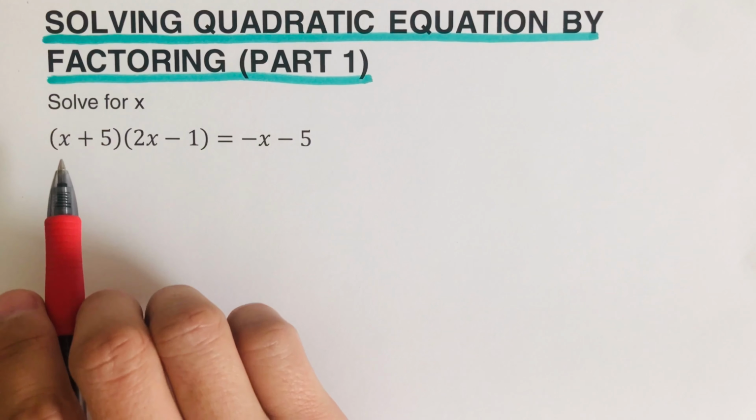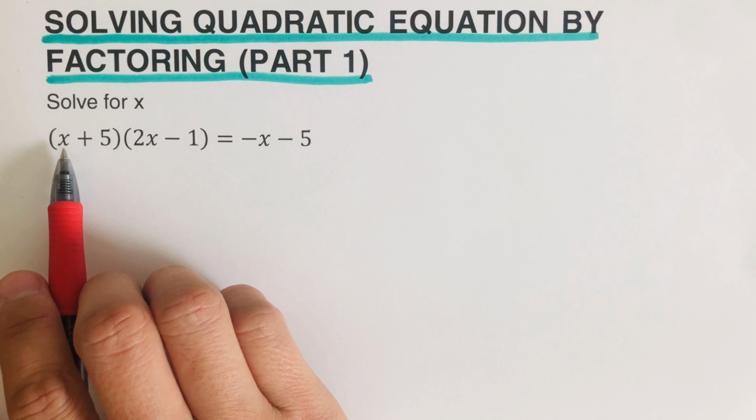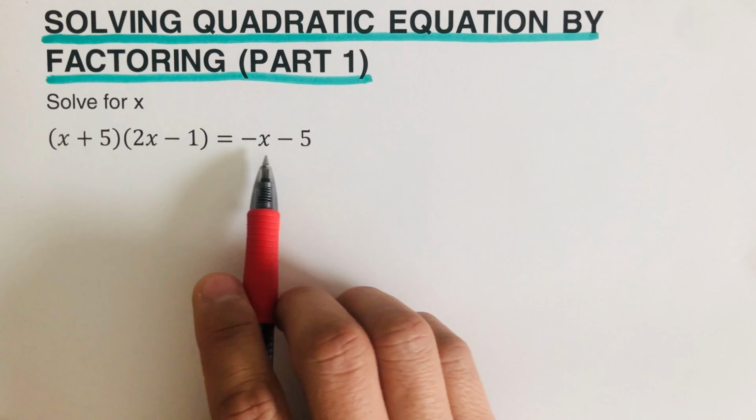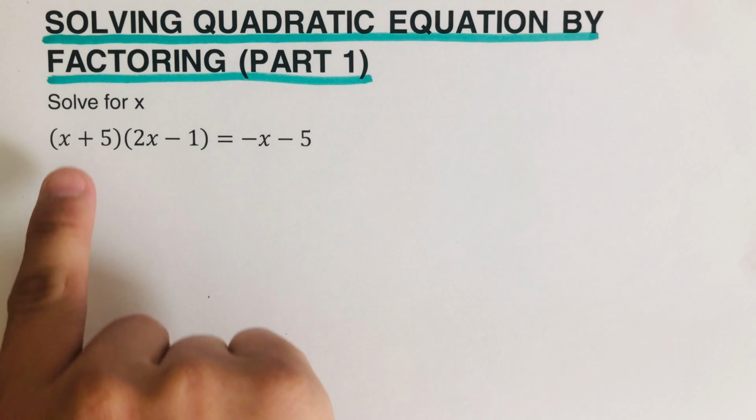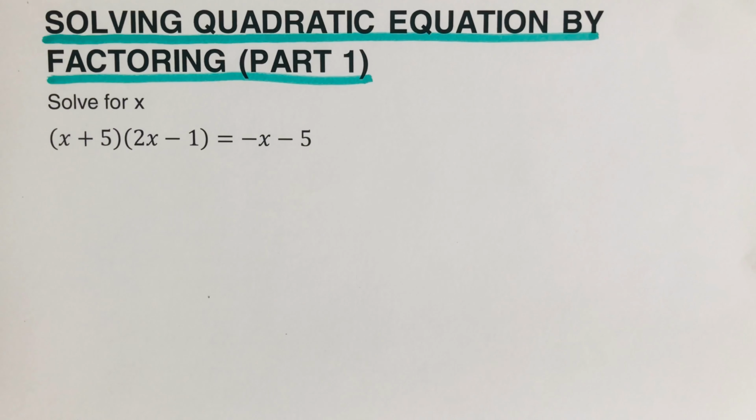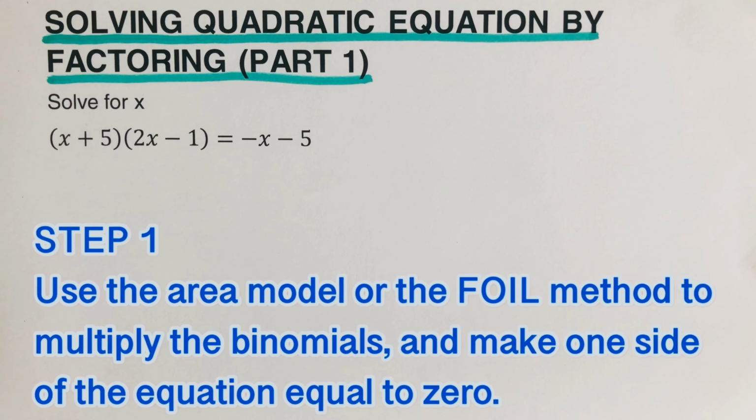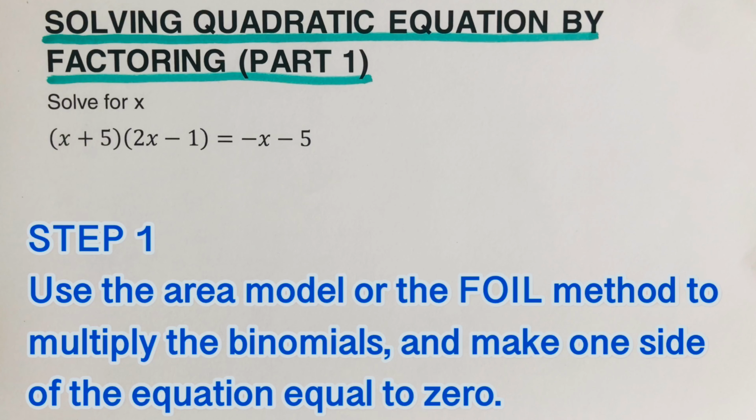So let's take this first example right here. Solve for x. So this equation that we have right here. There are steps that we need to follow in order to solve this type of equation. The first step is to use the area model or the FOIL method to multiply the binomials and make one side of the equation equal to 0.